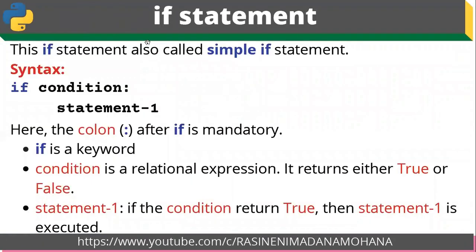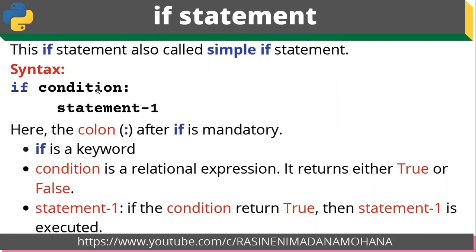Let us come to the first one, the if statement, also called the simple if statement. The syntax is: if condition colon, next line statement 1. Here we need to follow indentation of 4 spaces. After the if statement, the next statement begins at 4 spaces of indentation. By default in Python, in the prompt or any Python software, whenever you press enter, the cursor is automatically placed at the suitable indentation position.